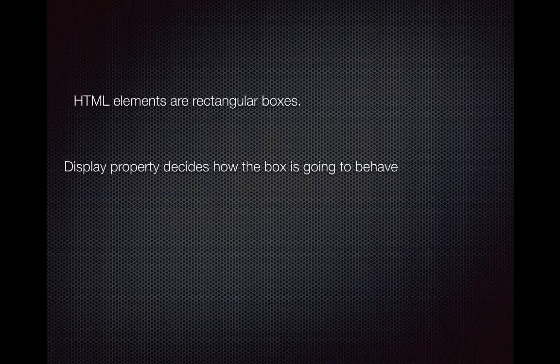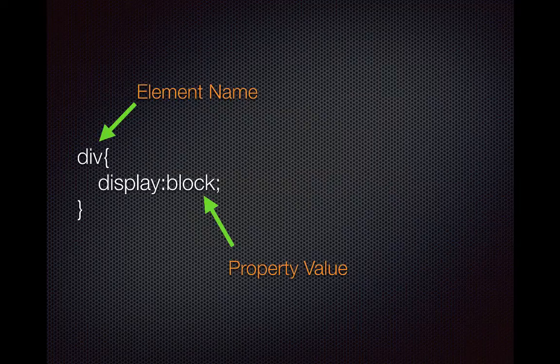So let's understand what the display property does. HTML elements are actually rectangular boxes, and the display property decides how the box is going to behave. This is how you write the display property in CSS. In this example, block is one of the values of the display property.